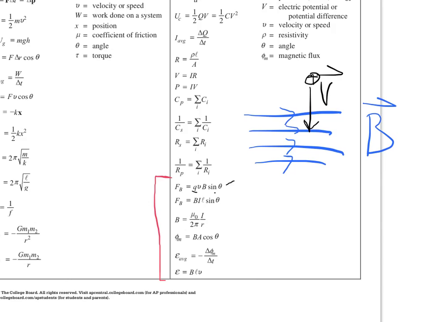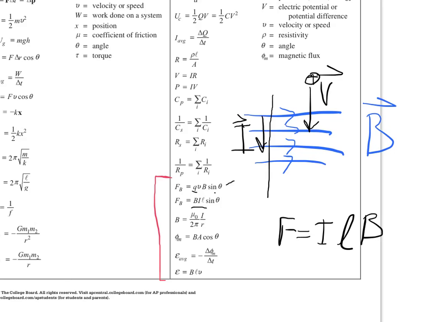However, if instead of a particle, I put a wire here and run a current through it, then I would use BLI sine theta right there. Or I think I told it to you F equals ILB. The order doesn't matter, multiplication is commutative, but a wire in a magnetic field, ILB. Now, neither of those equations work if the velocity or the current is parallel to the magnetic field. So if our velocity was this way, you can't cross those two vectors, so no force. If the current were this way, you can't cross those two vectors because they're parallel, so no force.